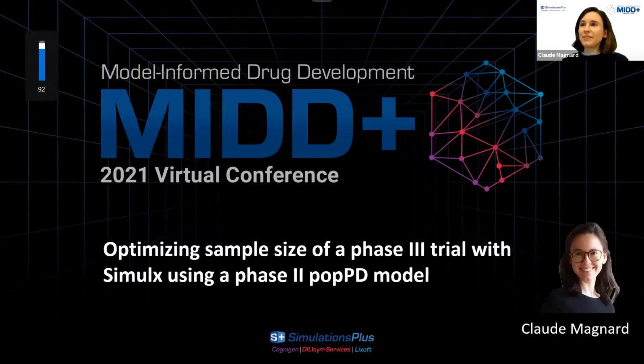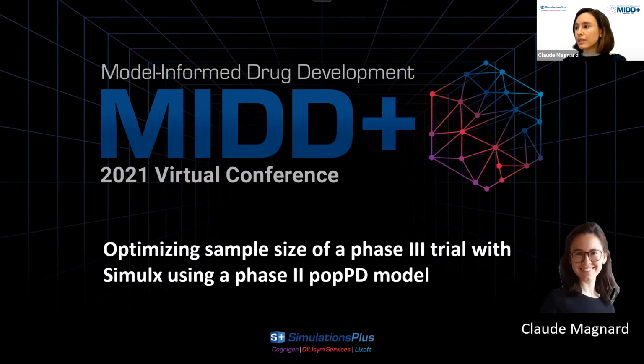Thank you. I'm going to show you today a study based on a real case from one of our customers. The goal was to optimize sample size of a phase 3 clinical trial using simulations based on a phase 2 population PD model. So this is a very nice example of a modeling and simulation workflow that is quite easy to run with the Monolix suite and answers a concrete clinical question.